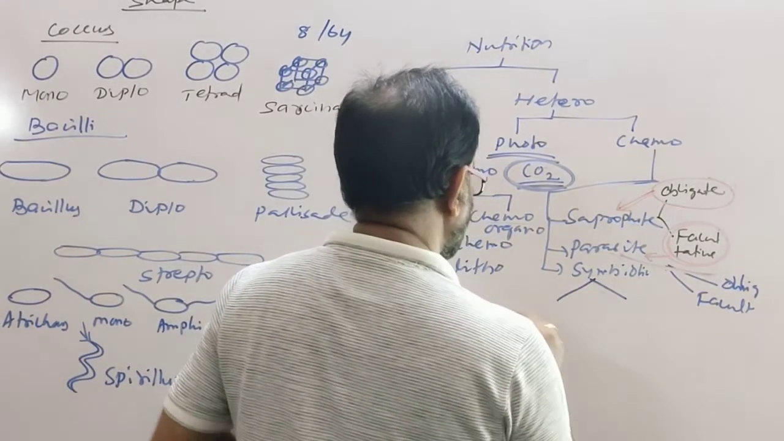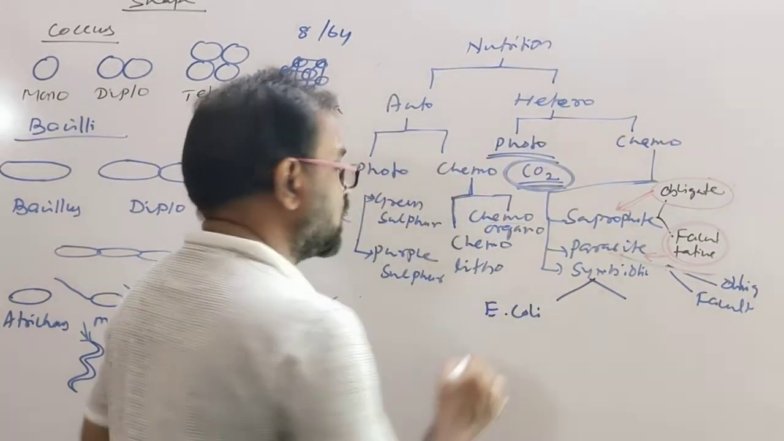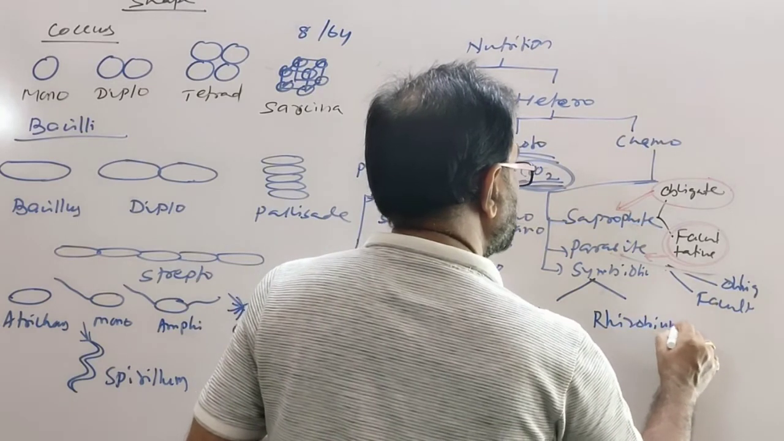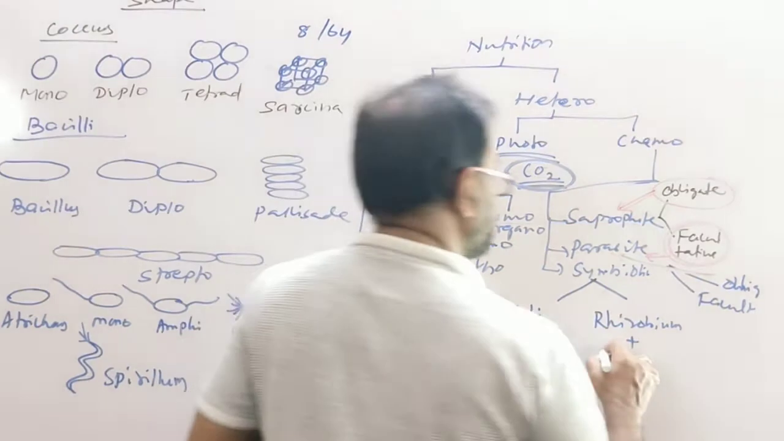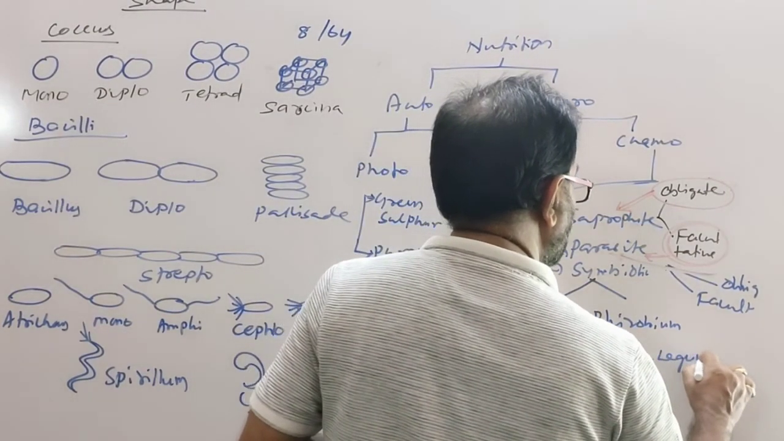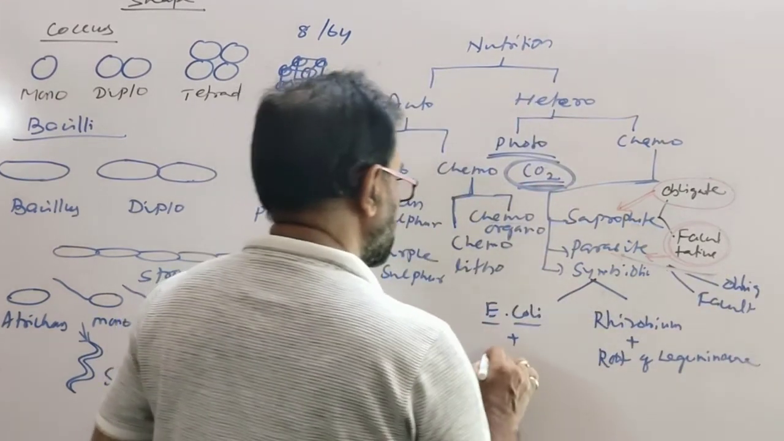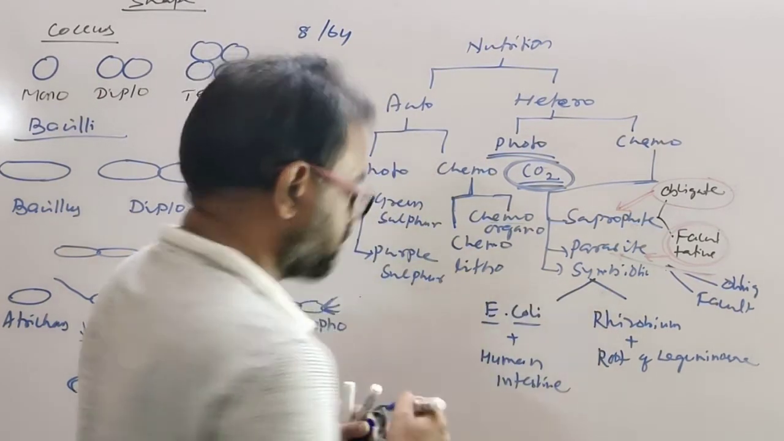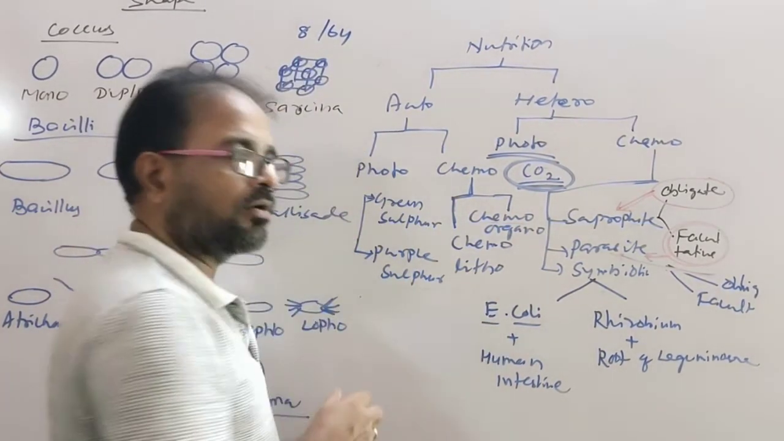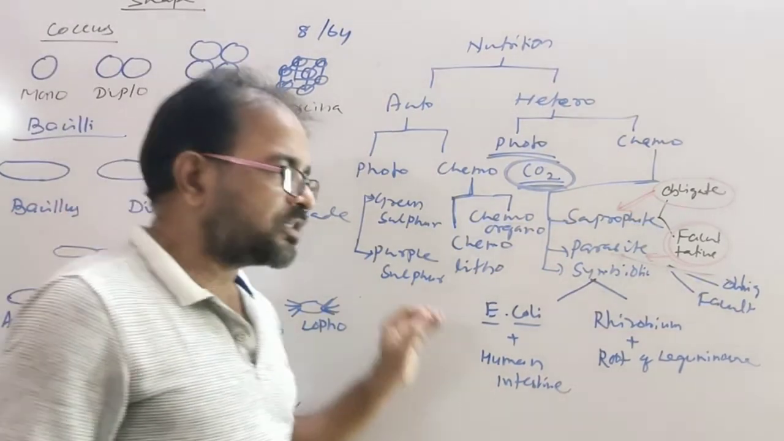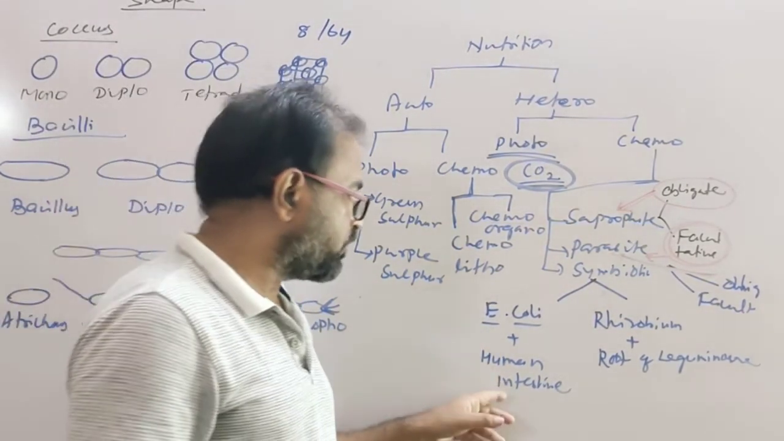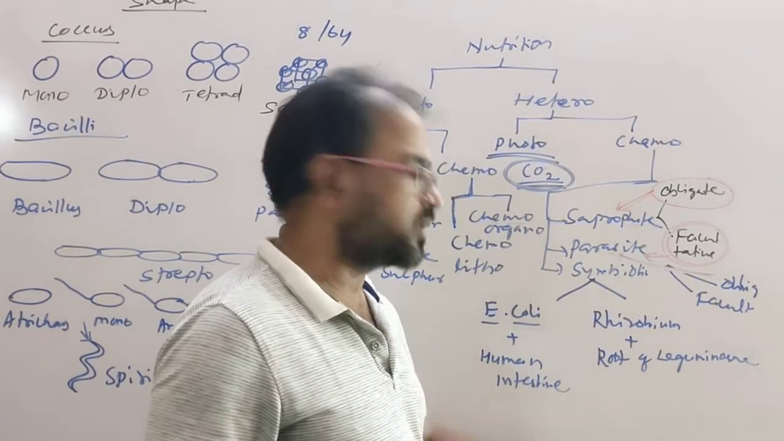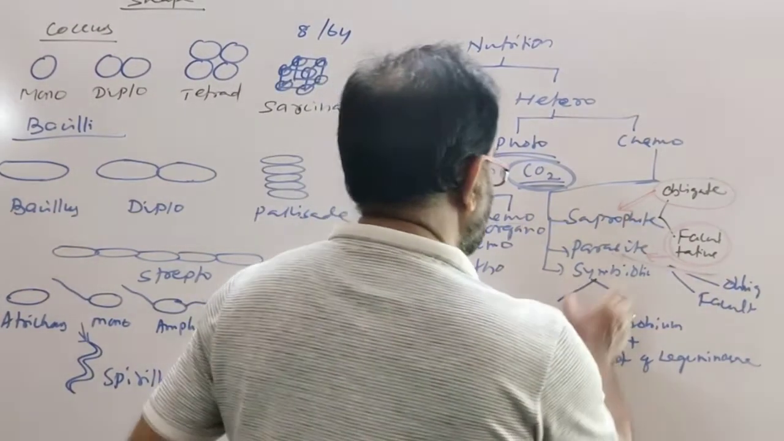The best example is Escherichia coli in the human intestine and rhizobium bacteria in the root of leguminous plants. This relationship is called symbiotic. In our alimentary canal, in the colon, bacteria are found called Escherichia coli. This Escherichia coli provides us vitamin K and vitamin B12. In turn, we provide nutrients and shelter to the bacteria. Similarly, the rhizobium bacteria fix atmospheric nitrogen inside the root of leguminous plants. This relationship is called symbiotic relationship.